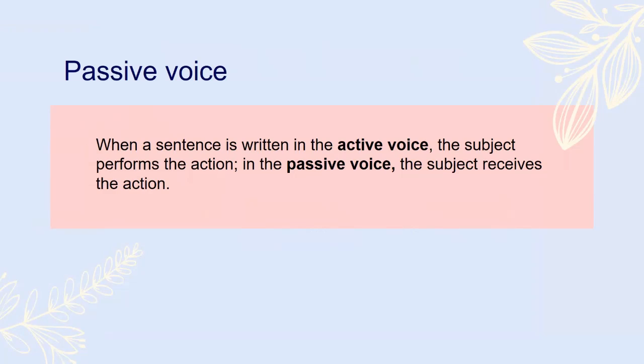Let's start by explaining what is the meaning of passive voice. Voice refers to the form of a verb that indicates when a grammatical subject performs the action or is the receiver of the action. There is the active voice and the passive voice. When a sentence is written in the active voice, the subject performs the action. In the passive voice, the subject receives the action.